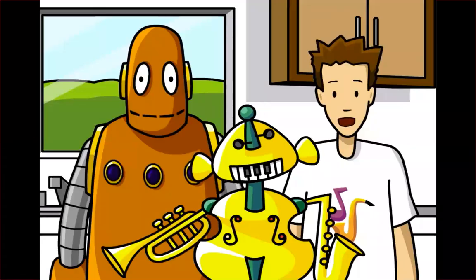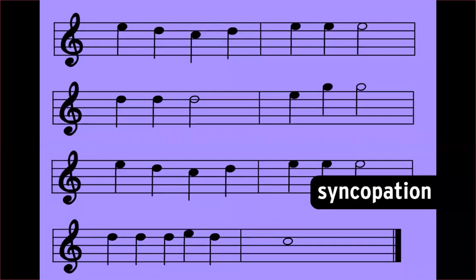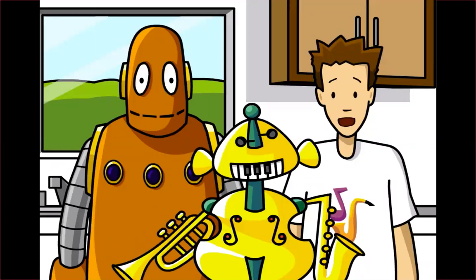They started out with a syncopated beat. Syncopation is when a musician changes around the natural rhythm of a piece of music. In syncopation, beats that are normally unstressed are emphasized. It's easier to understand when you listen to it. Hey Jazzbot, can you play Mary Had a Little Lamb?